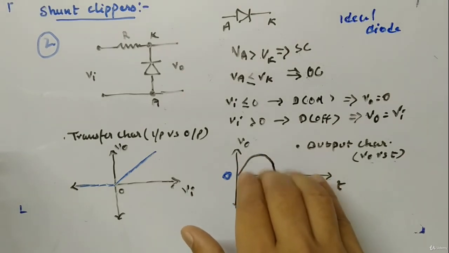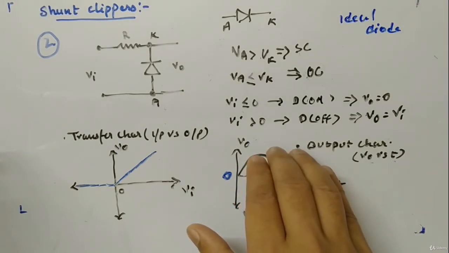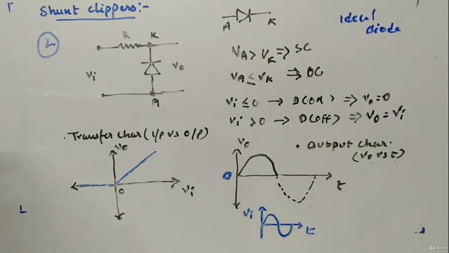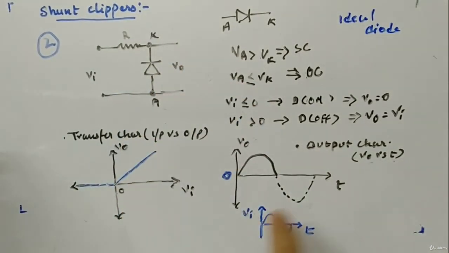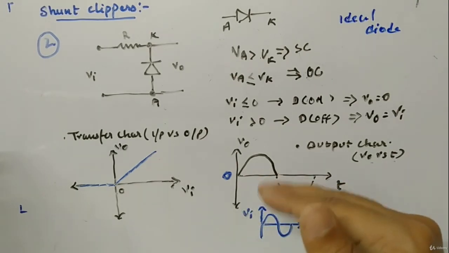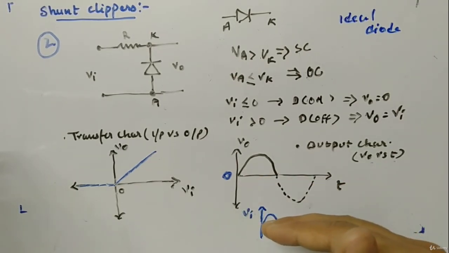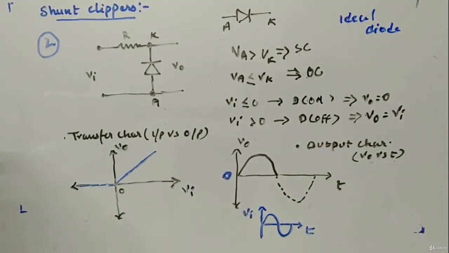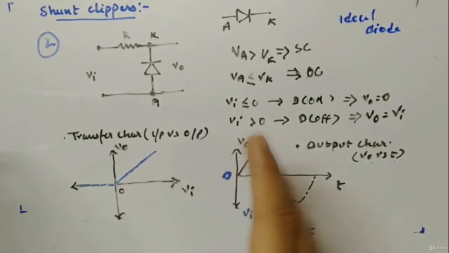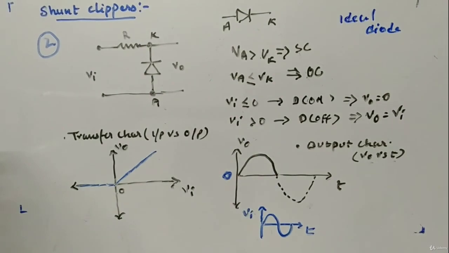In the output curve, above V0 equal to 0, everything will be passed. Below V0 equal to 0, everything will be clipped. Okay, if this input is given to the circuit, at the output you will get this output curve. So it is clipping the negative side of the input signal, and in model number 1 it was clipping the upper part of the input signal. Okay, that is the difference, just by flipping the diode. Now we will see the other models as well.